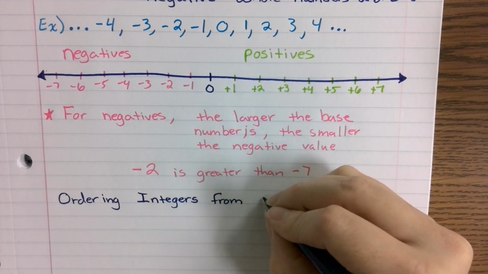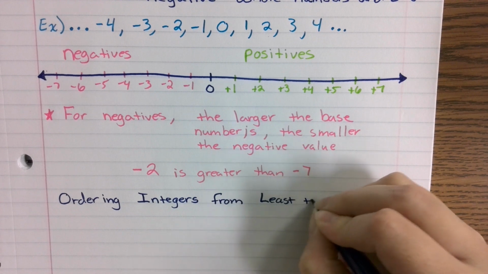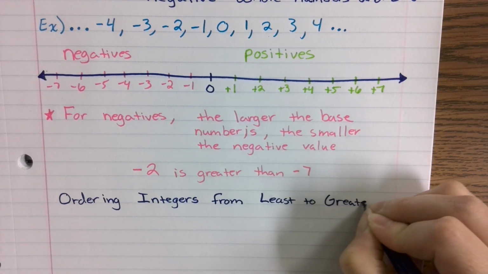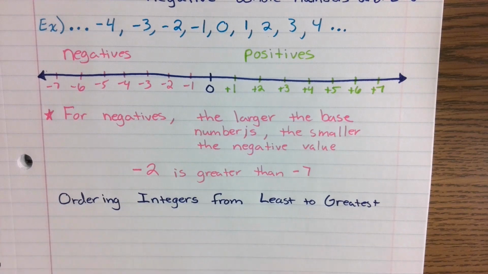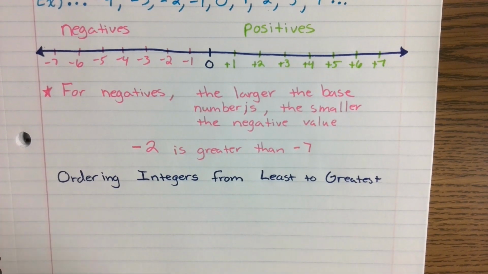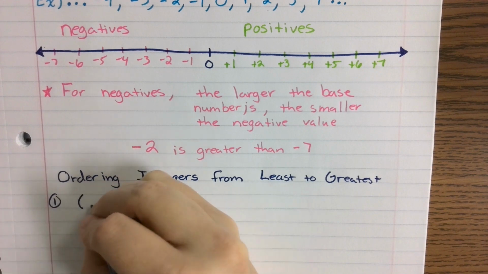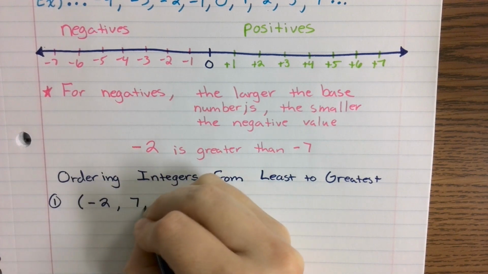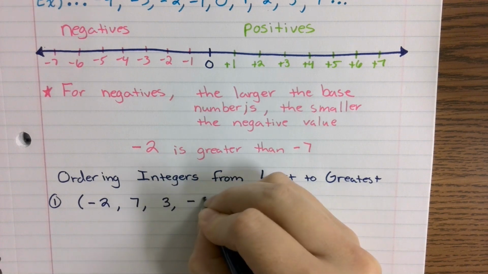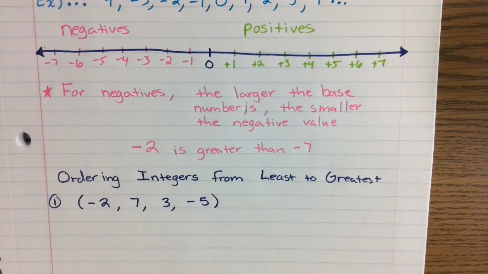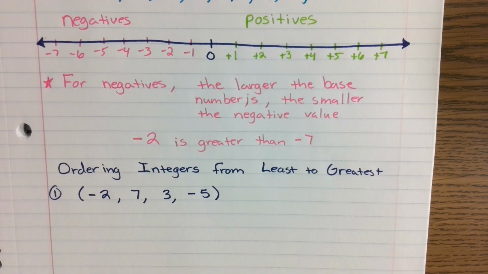So for these cases, we're going to go ahead and order them from least to greatest. Smallest value to our largest value. So if I've got the set -2, +7, +3, and -5. Right off the bat, I know that when I'm looking at these numbers, if I'm starting with my smallest numbers, what type of numbers should I be starting with, positive or negative? EJ? Negative. I should be starting with my negative values first.